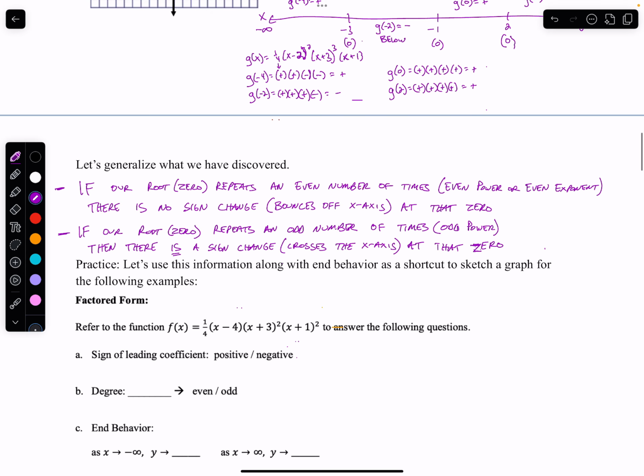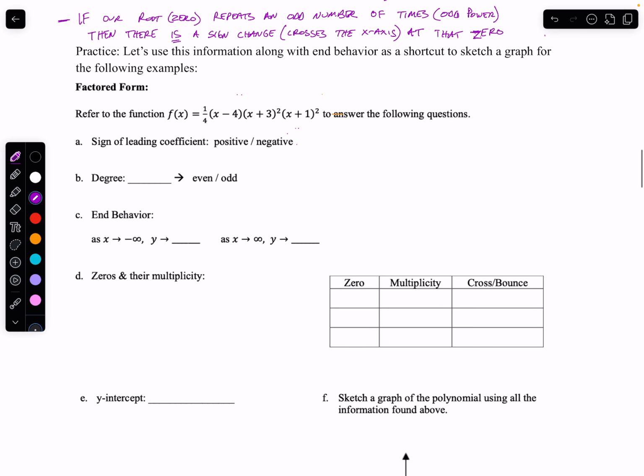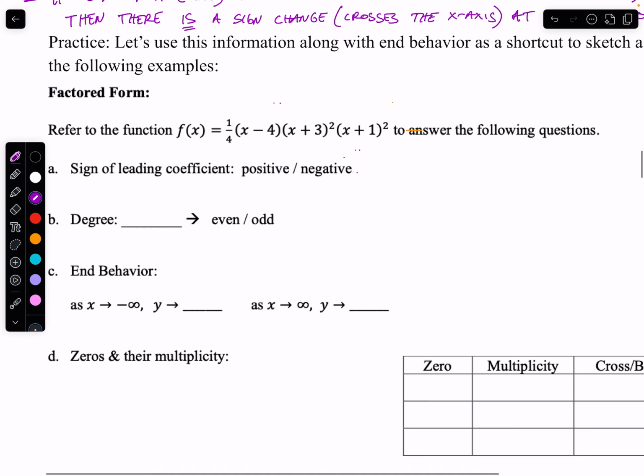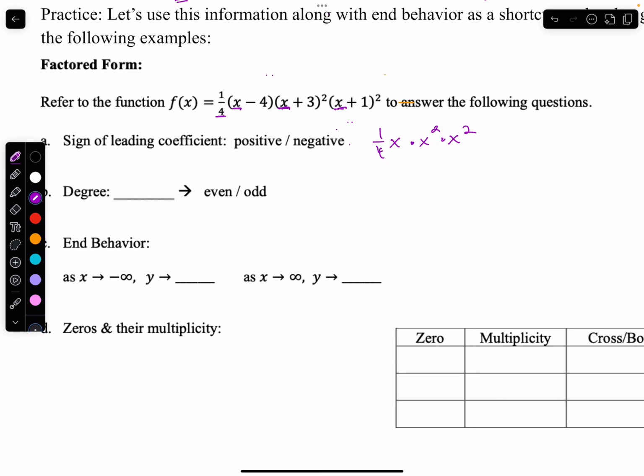Okay, so we're going to use this information to try to shortcut graphing so we don't have to do that test interval thing. All right, so first we can figure out end behavior. So the sign of the leading coefficient. Well, if I multiplied these out, the first term would come from all of these guys. And that would be 1/4 times x, so our first term would be 1/4 times x squared times x squared. So then that would turn out to be 1/4 x to the 5th.